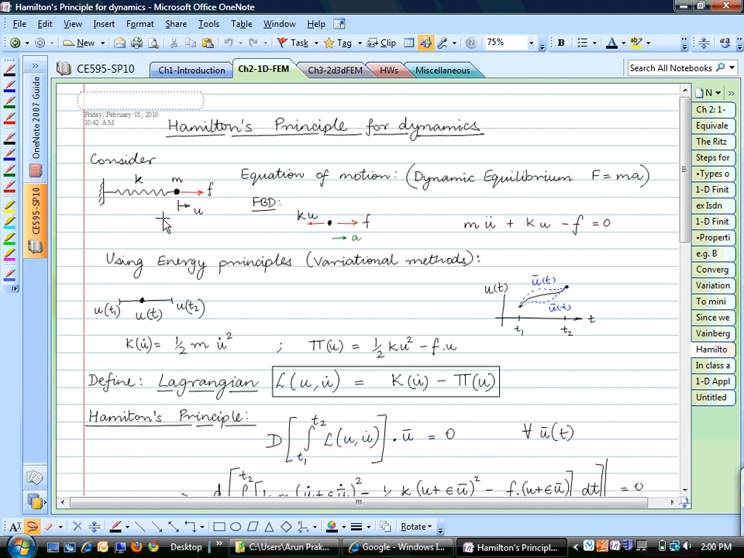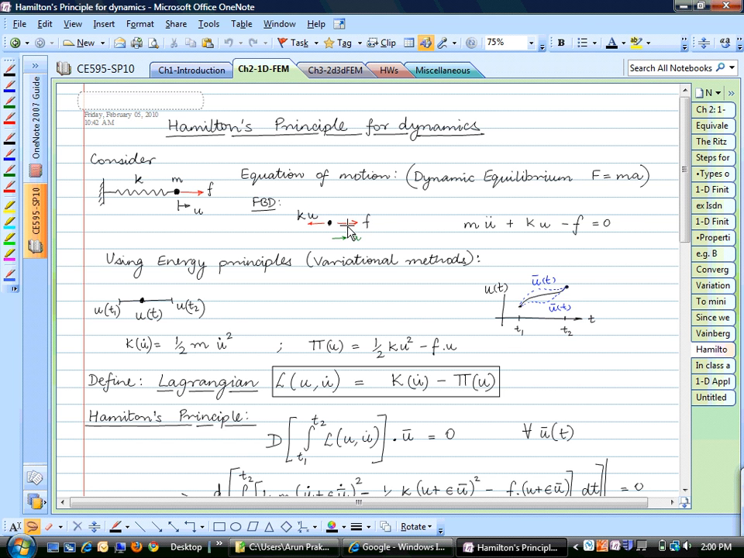So this is the simple single degree of freedom mass and spring system. Those of you who have taken structural dynamics might actually be familiar with this. If you write out the equation of motion simply from the free body diagram, you have some external force F acting. If this displaces a u amount, then the spring force would be ku. The unbalanced force would be F minus ku.